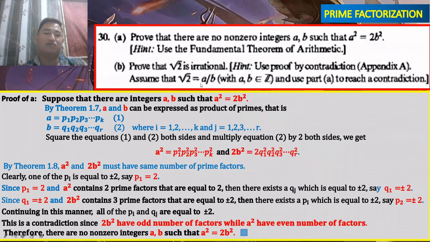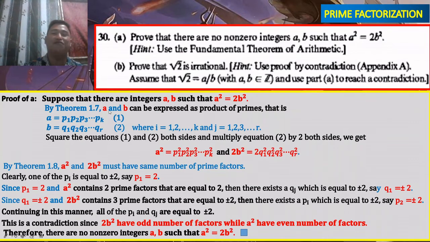So assume that square root of 2 is equal to A over B, kay irrational man. Assume na itong rational siya, A over B, with A and B elements sa Z. Okay? And use part A to reach a contradiction. So gamitan na itong part A kasi makita itong contradiction na ni. Sige, last na ito ha. Kaya na ni. So suppose that there are integers A, B such that A squared is equal to 2B squared.